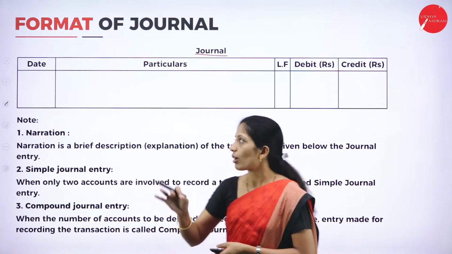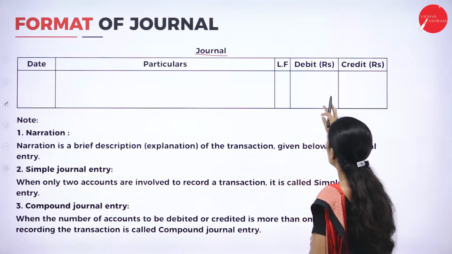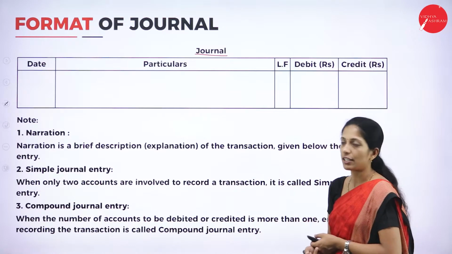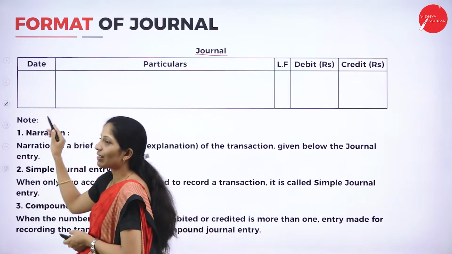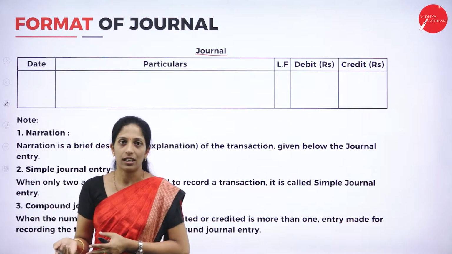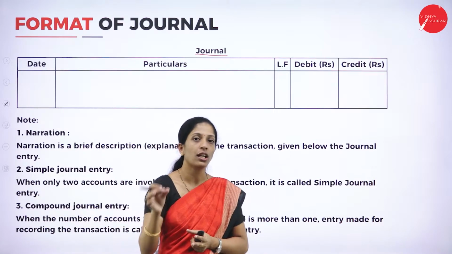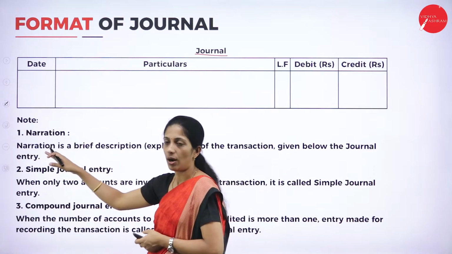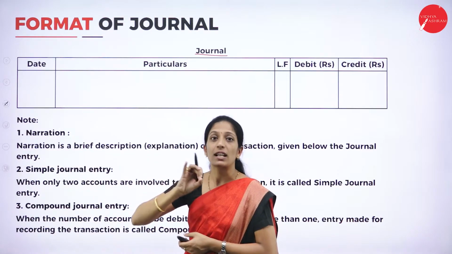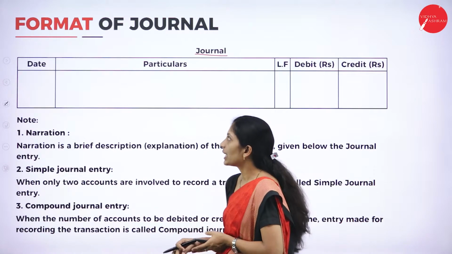Okay. Then you will draw the format. So, your format will be date, particulars, ledger folio, debit rupees and credit rupees. Now, what will you record in the date column? You will record the date when the transaction occurred. So, when the transactions have occurred in the business organization, those dates will be recorded in a chronological order. Next, in particulars, you will record the journal entries. I will tell how you have to write the journal entry.